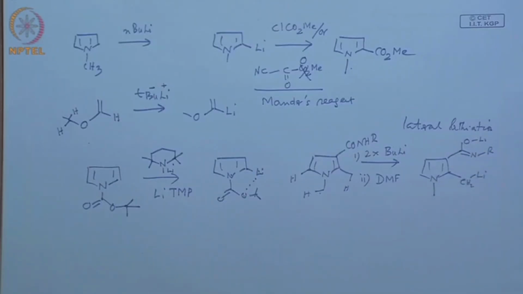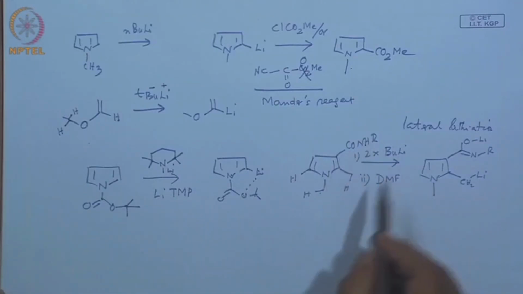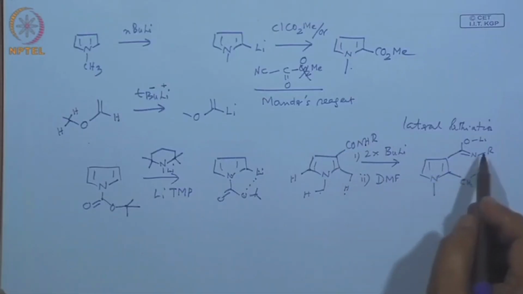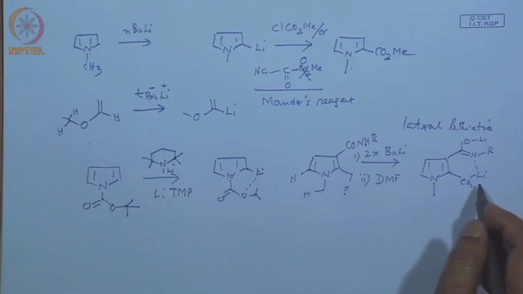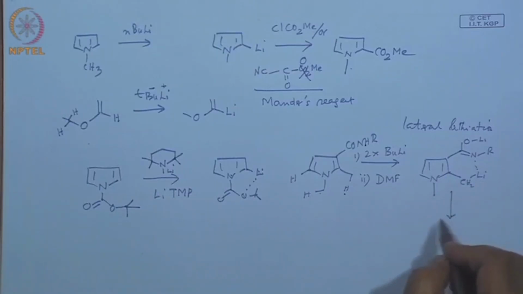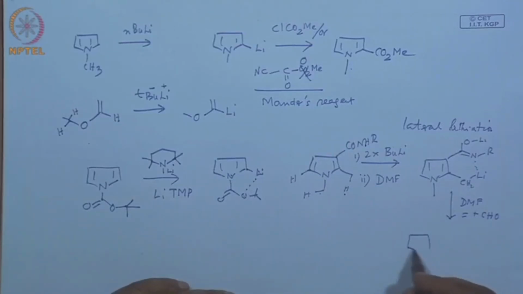That means you have 2 equivalents of butyl lithium; the one equivalent will deprotonate this nitrogen NH, the other this CH next to NH. So, you get a dilithium salt. Now, you can see nicely it can form a chelation. So, again it is a combination of chelation, acidity, all these things that lead to this side chain lithiation. And then DMF is sort of a formyl cation, that means formylation takes place. So, you will have formylation at this CH.